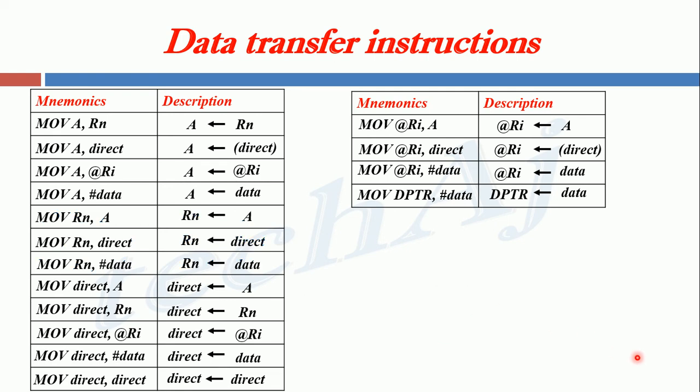Next group of move instructions is where direct memory address is a destination and accumulator, Rn, @ri, direct, immediate data, and direct memory address are the source operand. Next group of move instructions where @ri is the destination operand, and last category where we can transfer the data to the dptr register.